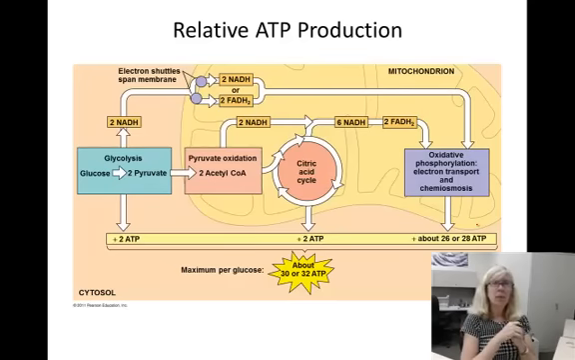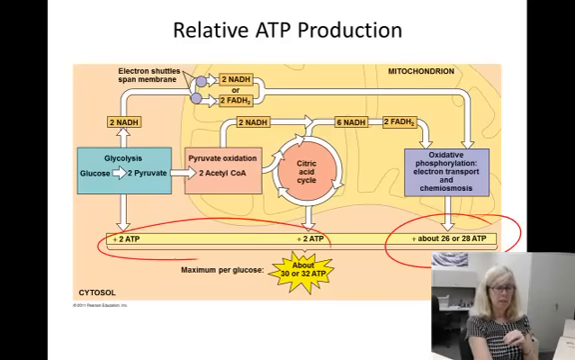Finally, I don't want you to memorize how many ATP or how many NADHs are made at each step, but I do want you to recognize that the majority of ATP occurs via chemiosmosis rather than by substrate level phosphorylation.